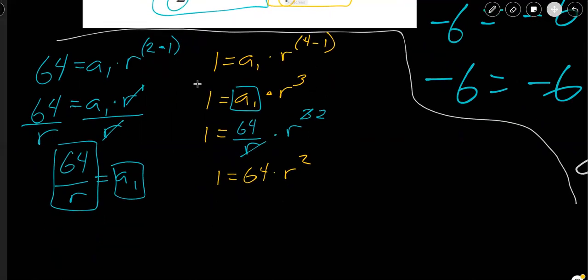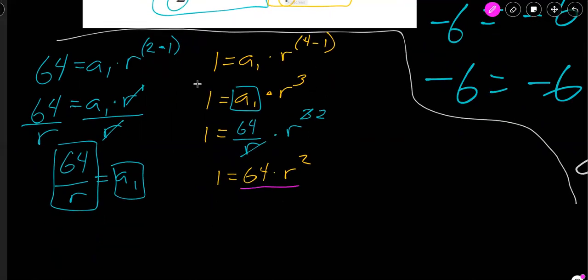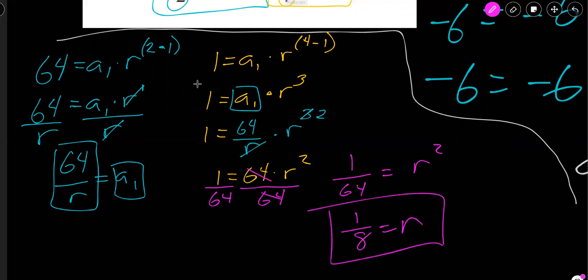I'm almost done. Now I'm just going to divide both sides. If I want to find the value for r, I can divide both sides by 64. I end up with 1/64 equals r squared. Well, the square root of 64 is 8, so really 1/8 is going to equal r. So 1/8 is my r value.